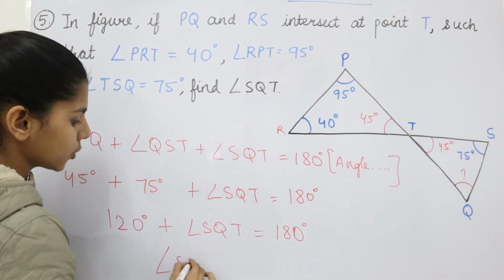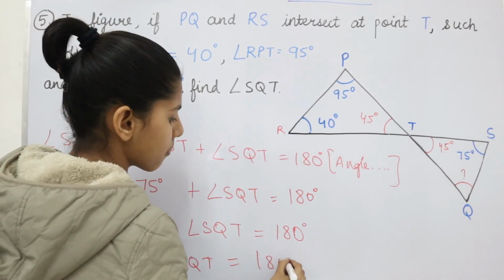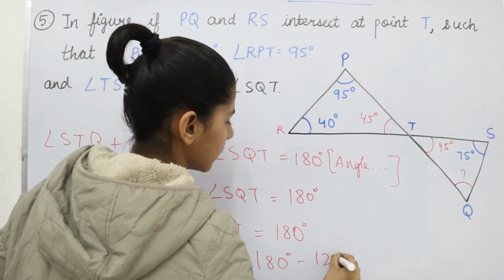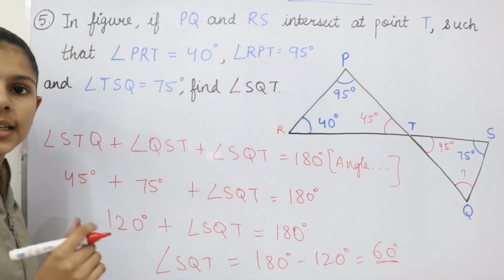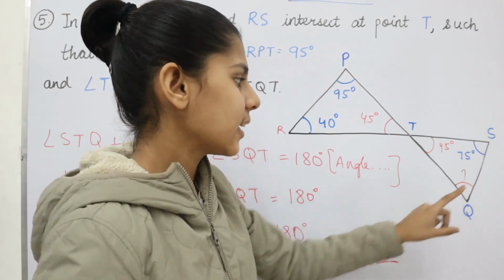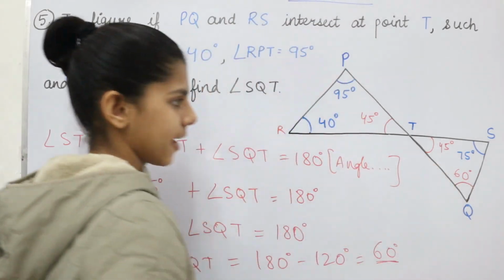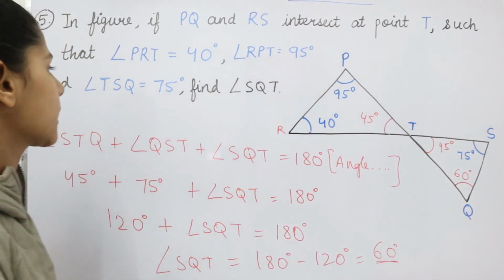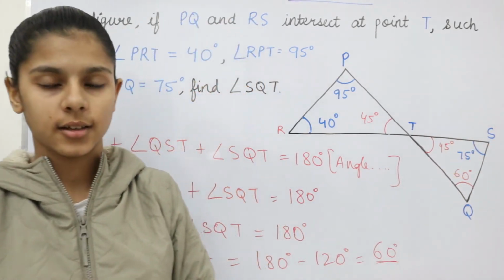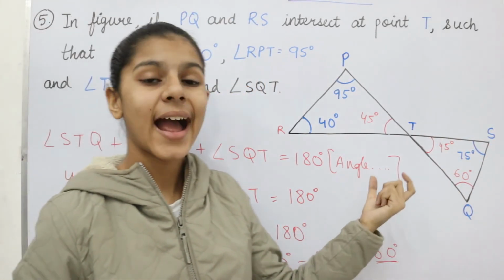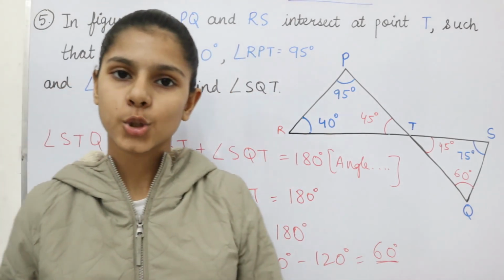So angle SQT will be 180 degrees minus 120 degrees, which is 60 degrees. So 60 degrees is our answer. This angle is 60 degrees. We have calculated it, and this is what the question was asking us. We had to find SQT, this angle, which is 60 degrees. So we have used the angle sum property of a triangle, and with the help of that we have done this question.